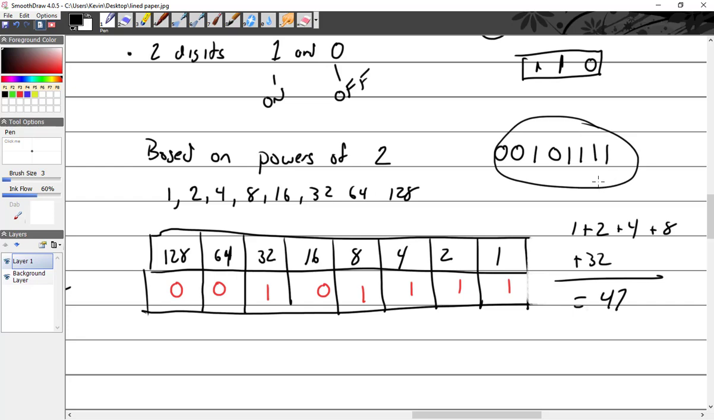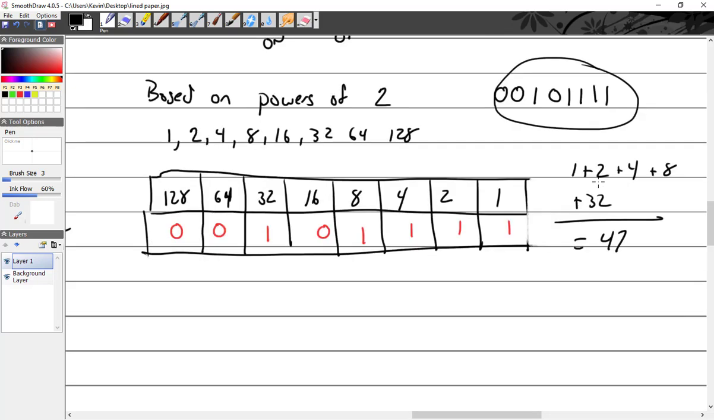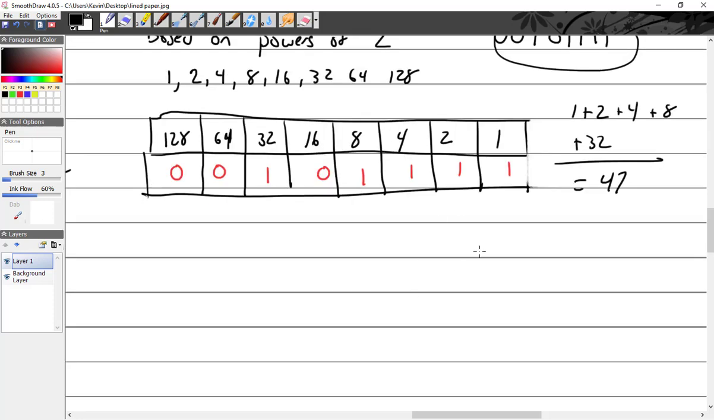So you only add the ones? Only add the ons. You had to make the little chart right there. So again, if I said, I'll just make up a number, 1 0 1 0 1 1 0 1. Okay, I just made up that number. I just threw it out there. I don't know what it is.